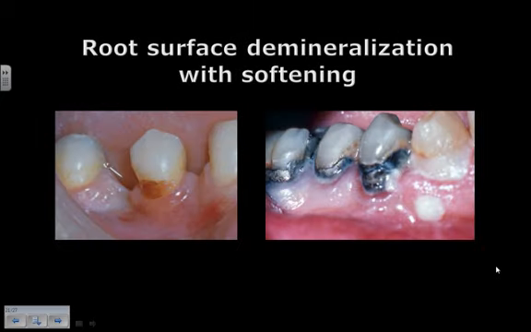And so Class 5 lesions are demineralization with softening. On the left-hand side you can see a carious lesion on the canine, and this is soft and sticky. In fact, it's leathery caries. It's on the enamel, but now it's extending onto the dentin surface.